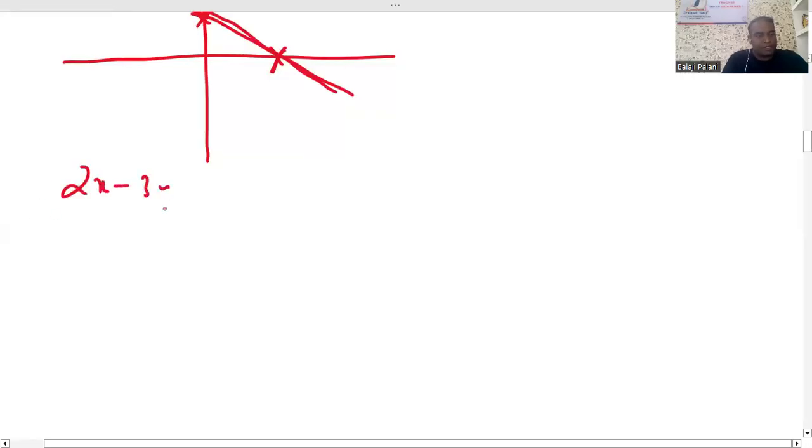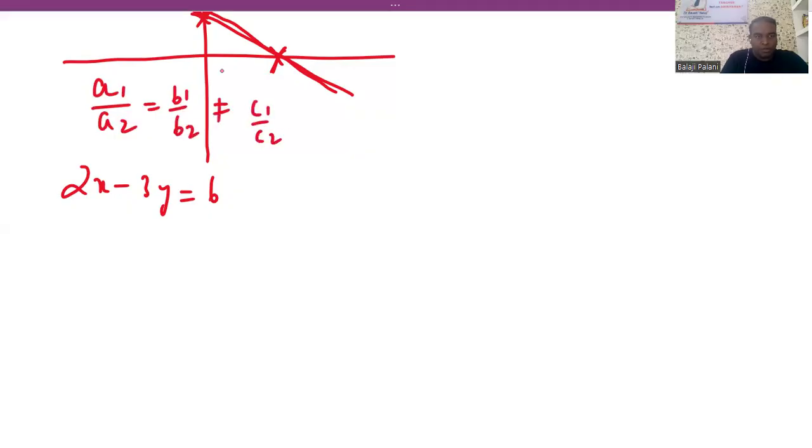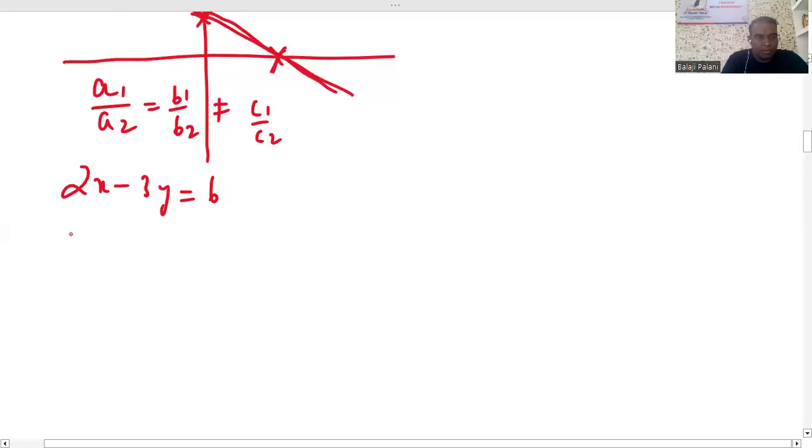2x minus 3y is equal to 6. One equation they will give you. They'll ask you for the pair such that these two equations are parallel to one another. So you yourself will write the second equation, matching the first one, such that these two lines are parallel. So what is the condition for parallel? First recall that: A1 by A2 is equal to B1 by B2, but not equal to C1 by C2. So you must mention all of this very carefully.